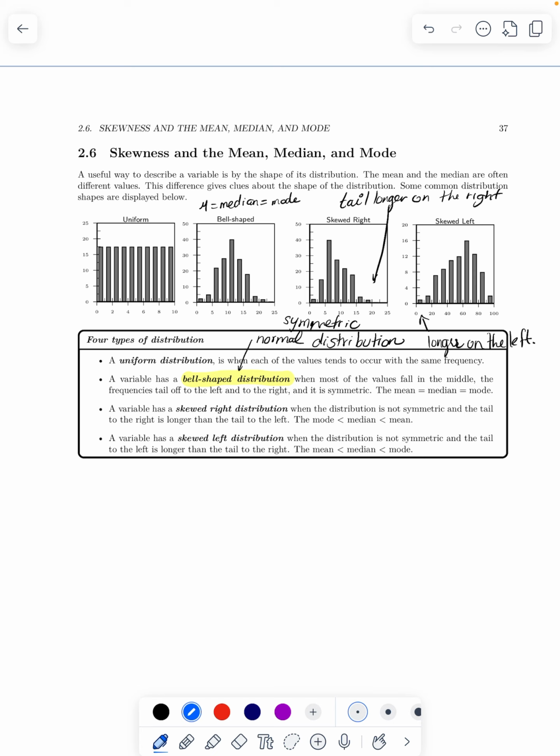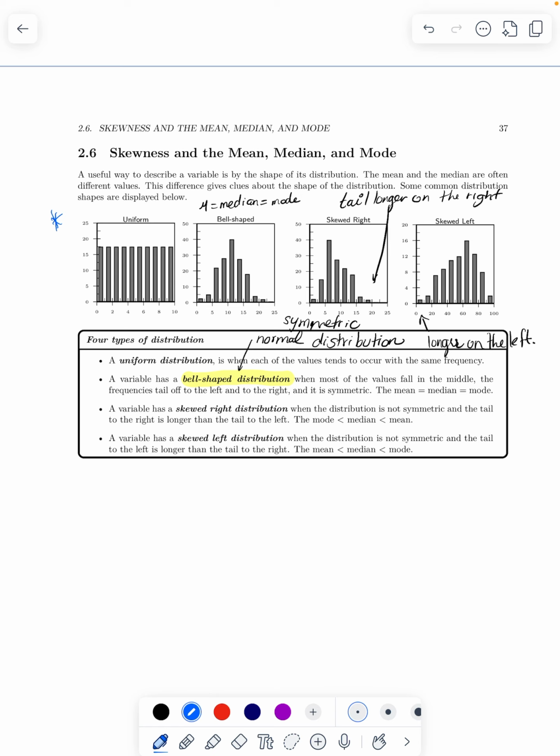Common distribution shapes are displayed. These are like the main graphs, so you want to make sure that you know them off the top of your head, without having to write them down. Well, actually, you can include them in your cheat sheet.